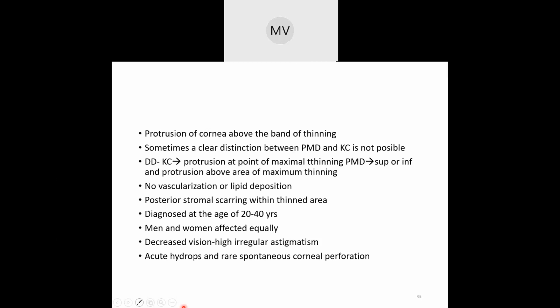Protrusion of the cornea above the band of thinning. Sometimes a clear distinction between pellucid marginal degeneration and keratoconus is not possible. In case of keratoconus, if the cone is oval and drooped to the inferior quadrant, then it will be a bit difficult to say what exactly is going on over there, whether it is PMD or keratoconus.